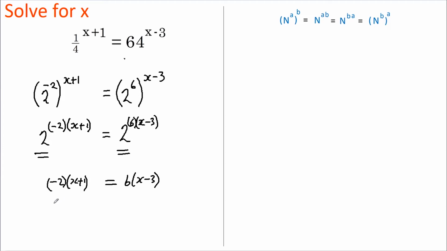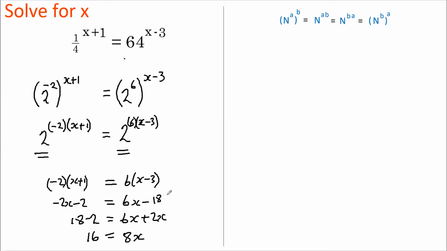So here we've got minus 2x minus 2. Here we've got 6x minus 18. Taking the 18 across, we end up with 18 minus 2. And bringing the minus 2x across, we've got 6x plus 2x. Therefore, 8x equals 16. And therefore, x equals 2. And that's the answer. Did you get it?